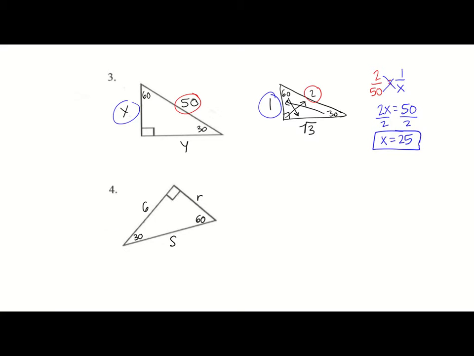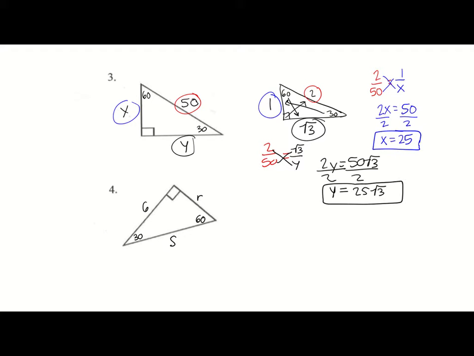To find y, I'm going to set up a similar proportion. So I'm going to use my same starting ratio. I know 2 over 50. And now I'm going to use my y value instead. So I have square root of 3 over y. You can solve this for y by cross multiplying. I get 2y equals 50 times the square root of 3. Divide by 2, and y equals 50 divided by 2 is 25 square root 3. Okay.